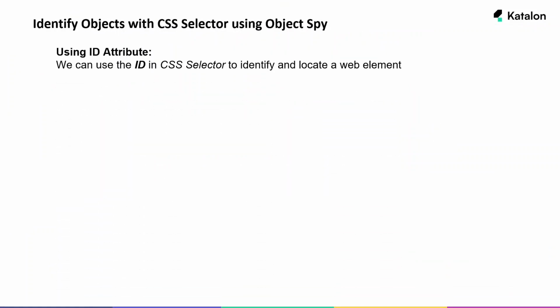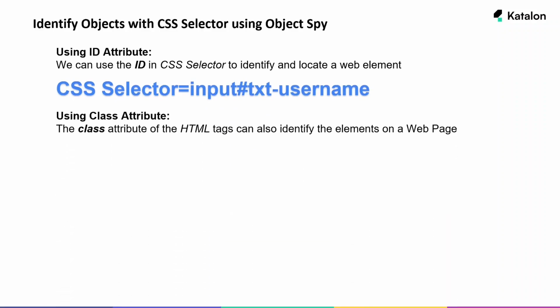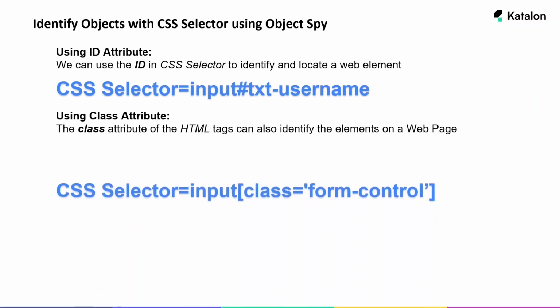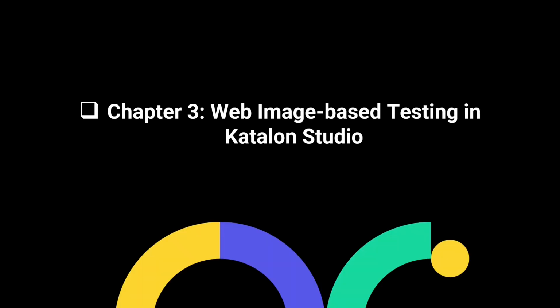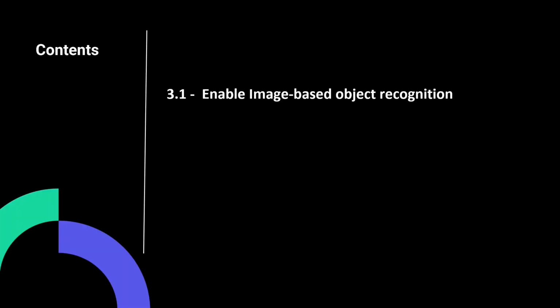We already saw using the ID attribute, we already saw using the class attribute, and then we already saw combining the ID and other attributes. This brings us to the end of our chapter 2. In chapter 3, you will learn how you can perform web image-based testing in Katalon Studio. As part of section 1 in chapter 3, you will learn how we can enable image-based object recognition in Katalon Studio.